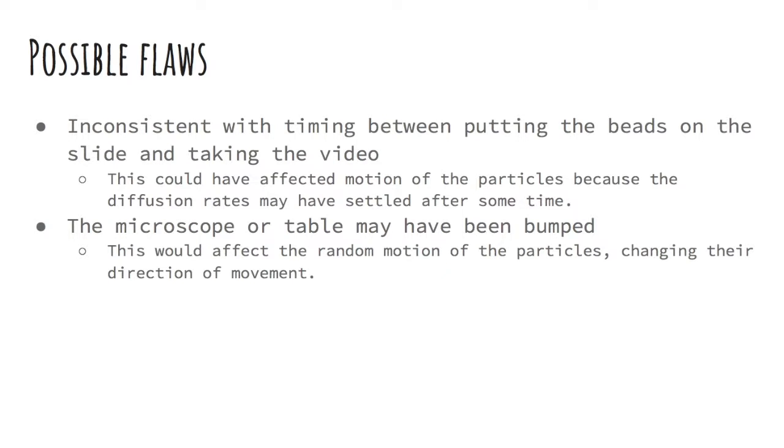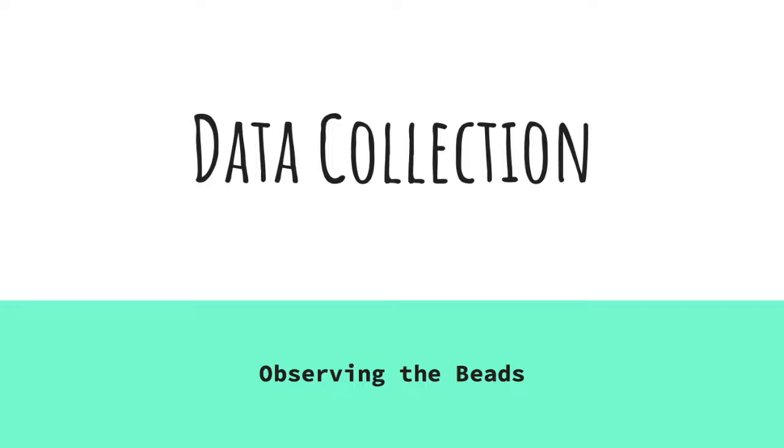Some possible flaws were inconsistencies with timing between putting the beads on the slide and taking the video, which could have affected diffusion rates because the beads may have settled after some time, and the microscope or table may have been bumped, which would have affected the random motion of the particles and changed their direction of movement.